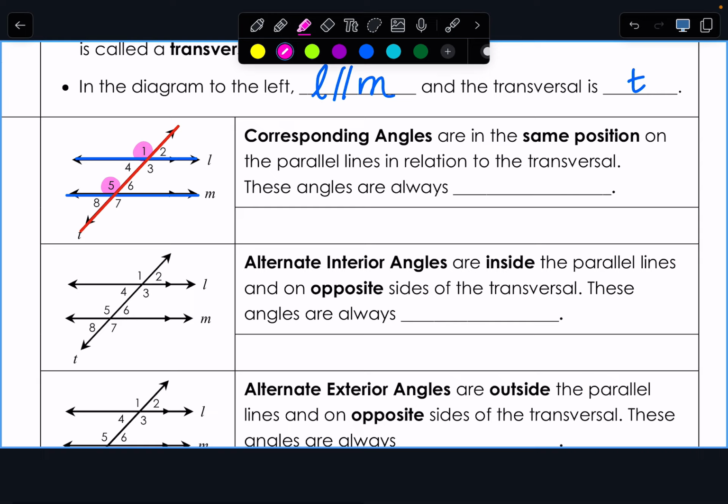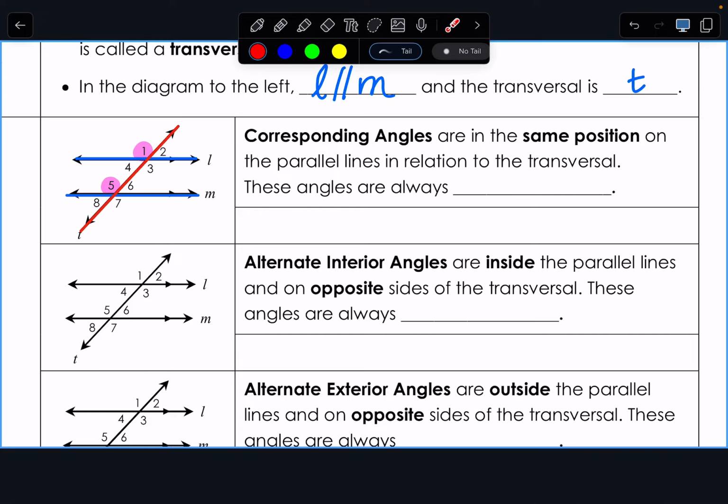We're not going to highlight it, but could you give me another example of corresponding angles? Okay, so Joey says 2 and 6 are corresponding. What else? 4 and 8 are corresponding. They're in the same position. Connor? 3 and 7. And then 3 and 7 would be corresponding. They're in the same position. Okay, we will talk about what is cool about that here in a moment.